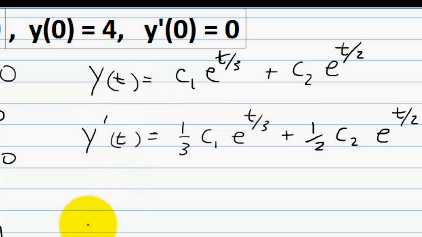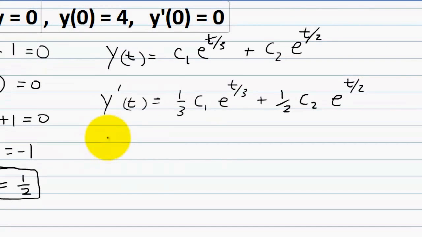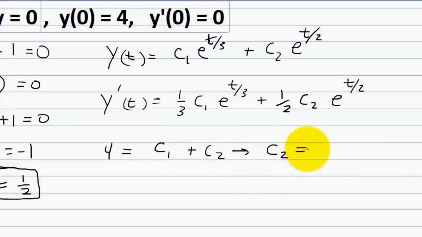So for the first one, when t is equal to 0, you're going to get 4, so that'll be 4. And you just plug in a 0 for all the t's. That's just going to go to 1, and that'll go to 1. So you're going to get 4 is equal to c1 plus c2. Then I'm going to write c1 in terms of c2. So c1 is equal to 4 minus c2.